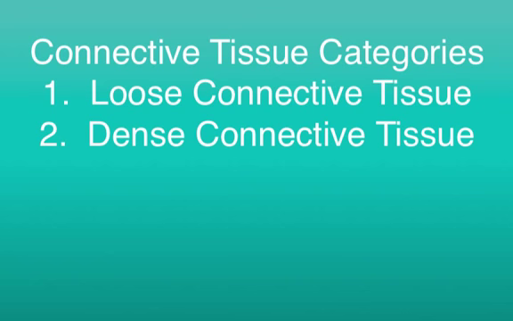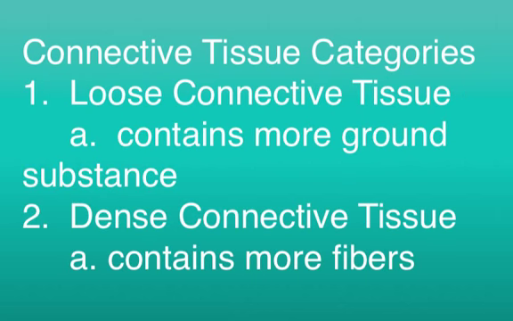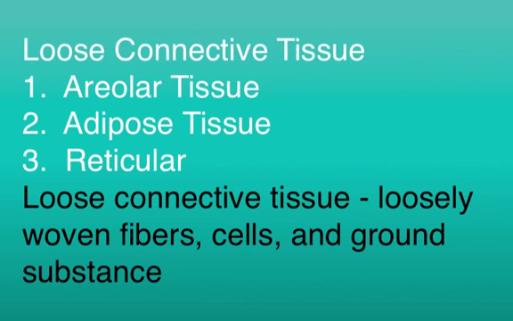of each. There are 2 categories of connective tissue proper with subcategories to each. Loose connective tissue and dense connective tissue are the 2 main categories. Loose connective tissue contains more ground substance and fewer fibers, while dense connective tissue contains more fibers and less ground substance. There are 3 types of loose connective tissues in adults: areolar, adipose, and reticular. As the name implies, loose connective tissue consists of a loosely woven mix of fibers, cells, and ground substance.